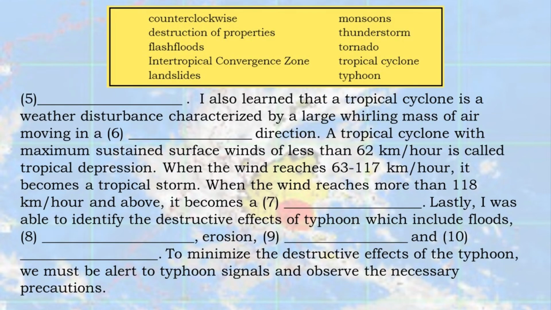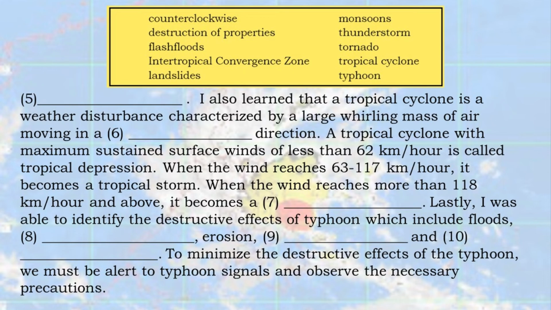I also learned that a tropical cyclone is a weather disturbance characterized by a large whirling mass of air moving in a 6 blank direction. A tropical cyclone with maximum sustained surface winds of less than 62 km/h is called tropical depression. When the wind reaches 63 to 117 km/h, it becomes a tropical storm. When the wind reaches more than 118 km/h and above, it becomes a 7 blank.